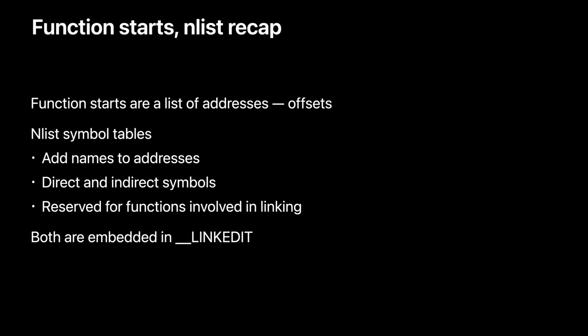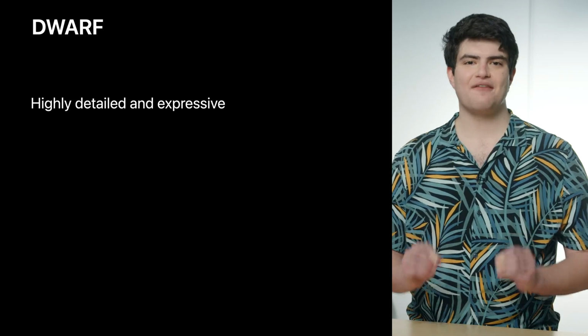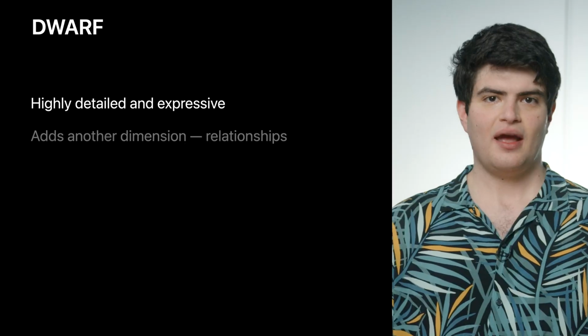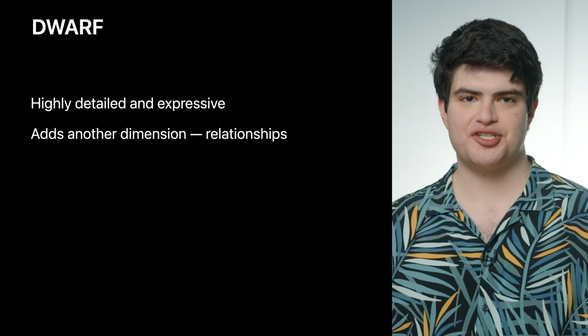What we haven't seen yet is the richer levels of detail, such as file names and line numbers. This is provided to us by DWARF. DWARF takes the concepts of nlist symbol tables to a completely different level. Rather than keeping only a subset of functions, DWARF strives to describe everything. We saw that nlist symbol tables added vastly more information versus the function starts. It accomplished that by adding a dimension.